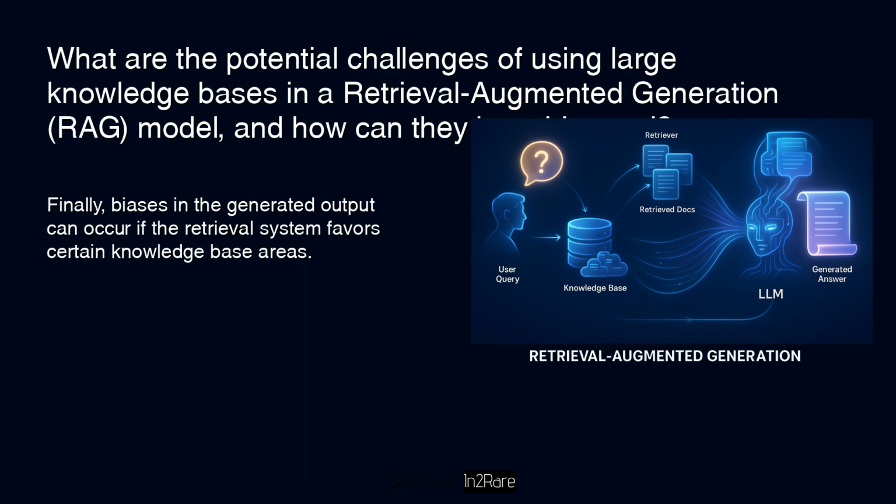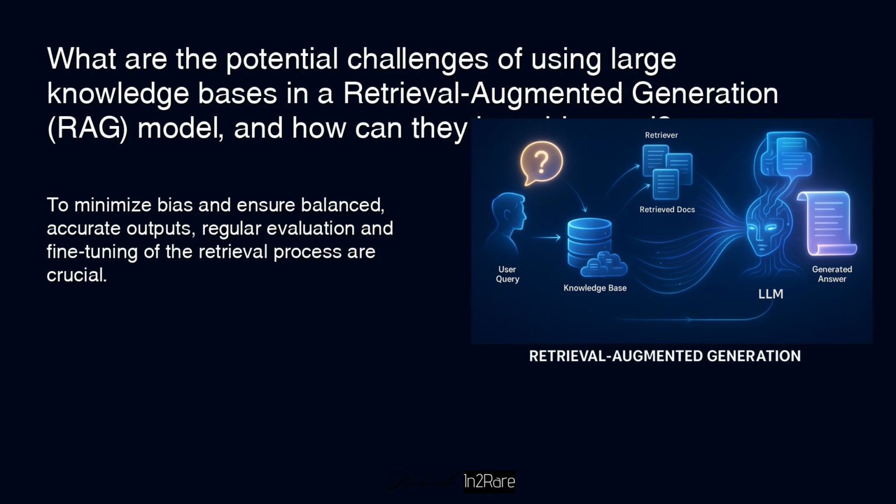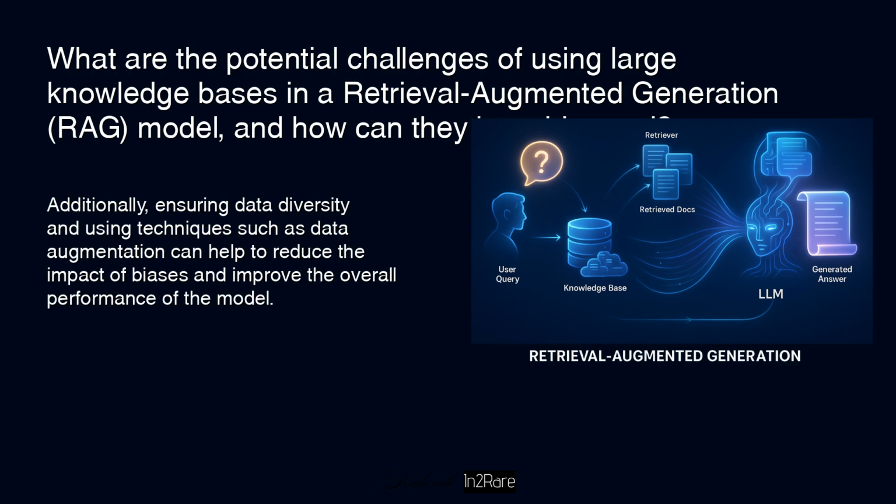Finally, biases in the generated output can occur if the retrieval system favors certain knowledge base areas. To minimize bias and ensure balanced, accurate outputs, regular evaluation and fine-tuning of the retrieval process are crucial. Additionally, ensuring data diversity and using techniques such as data augmentation can help to reduce the impact of biases and improve the overall performance of the model.